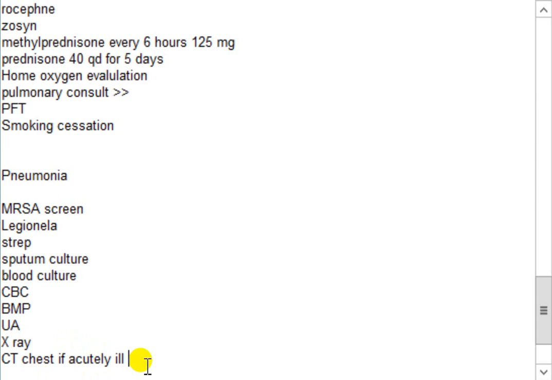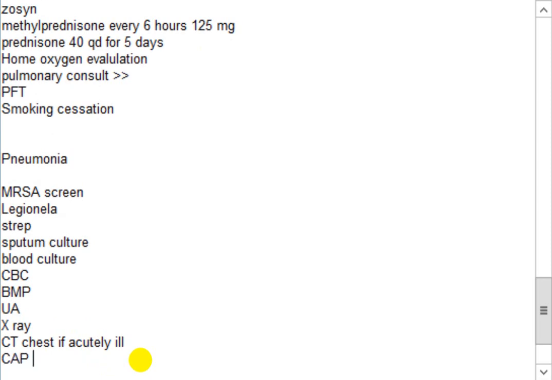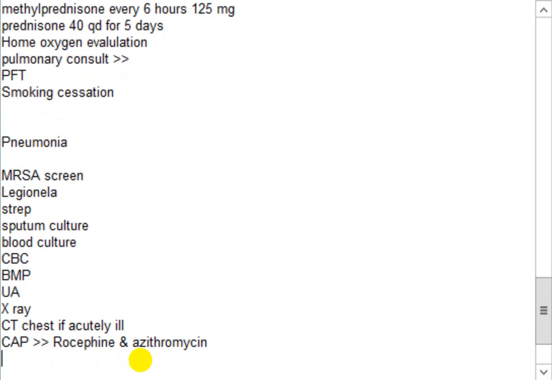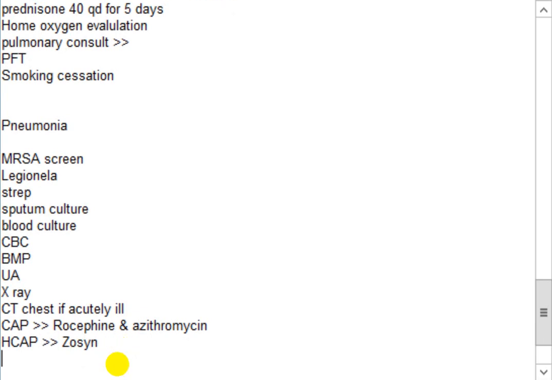And usually for antibiotics, what I commonly see: if it's not hospital acquired, if it's acquired from the community and they haven't been admitted recently, then this is community acquired pneumonia. Usually the medications that I see commonly used are Rocephin and azithromycin. But if it is a hospital acquired pneumonia, like they've been in the hospital recently, I see Zosyn commonly used, because Zosyn could cover anaerobes and could cover Pseudomonas. I also see Levaquin commonly used.